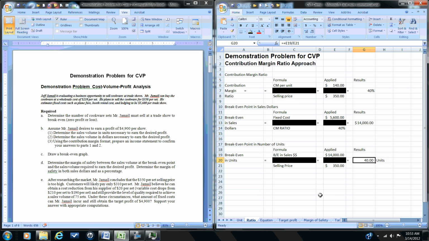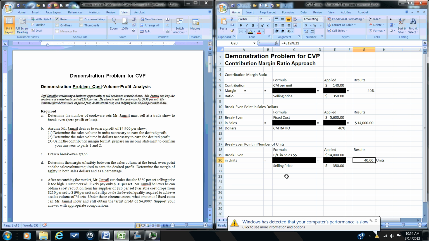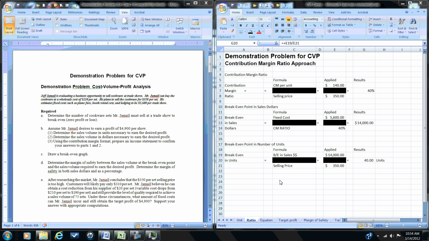So this is the contribution margin ratio approach. This is a very useful approach. It is often used in business because companies work very hard to target their contribution margin ratio. It is known across companies that have multiple products, so it is frequently used.